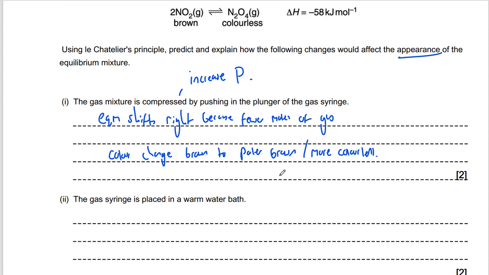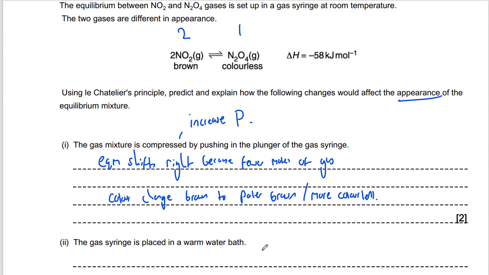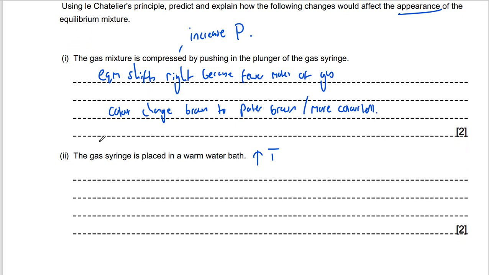The second one then, placed in a warm water bath. So that is essentially increasing temperature. If I'm increasing temperature, we have to look at our exo-endo. So exothermic along the top. Endo is going backwards. If I increase temperature, it's going to go to the endothermic side. So equilibrium is going to shift to the left, because it's the endothermic side.